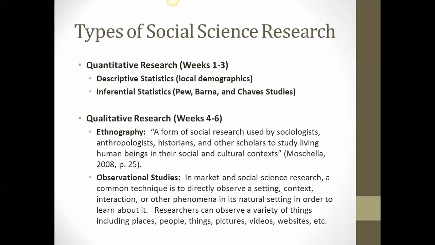And then secondly, we're going to engage in observational studies. In market and social science research, it's a common technique to directly observe a setting, context, interaction, or some other phenomena in order to learn about it. Researchers can observe a variety of things in order to try to discern what's going on in this context. We can observe locations, people, things. We can even look at pictures or websites or videos. And just by observing what's going on there, looking closely at it, we try to see what's going on with regards to the question that we're trying to investigate.